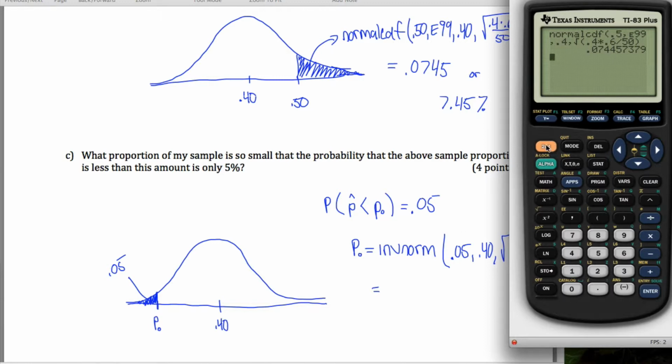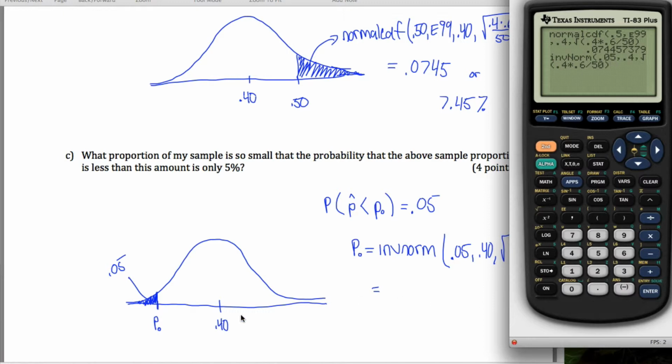So inverse norm, that's also under the distribution menu. It's the third one on this list. Inverse norm, 0.05 is the area below, 0.4 is the center, and the spread is the square root of 0.4 times 0.6 divided by 50. And if I entered all of that right, looks pretty good. I'm going to hit enter and I get a value.